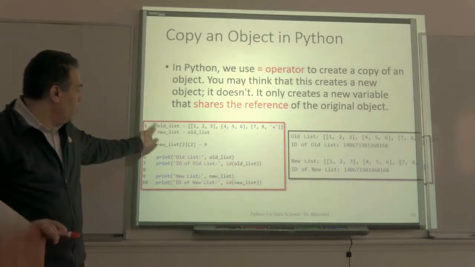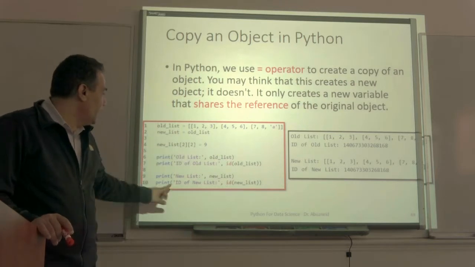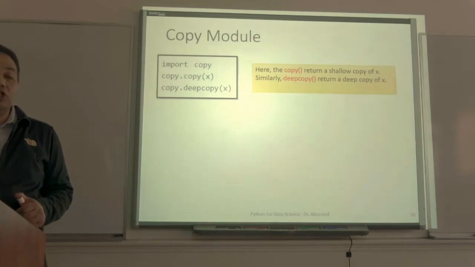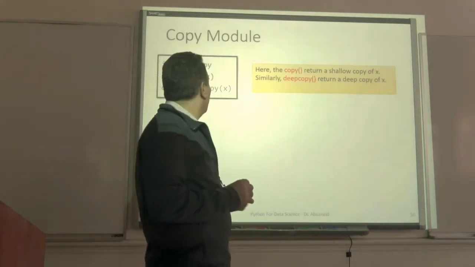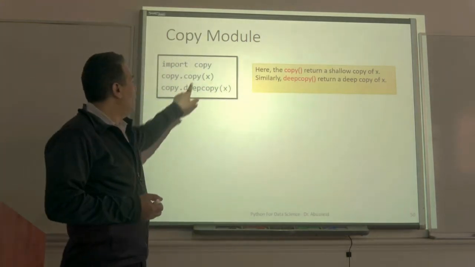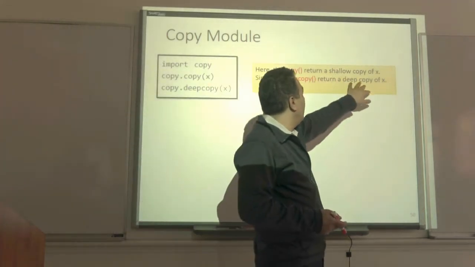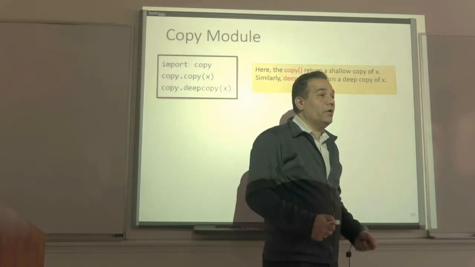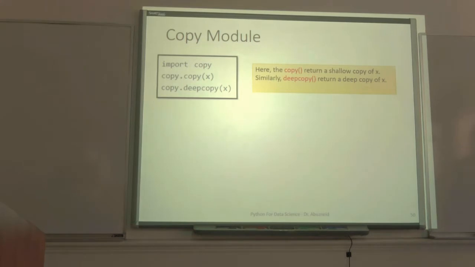So in here, when I have an old list and a new list, when I modify one of the lists, it will change the other one, okay? If I really need a deep copy, meaning another copy, all I have to do is import copy. There is copy, and there is deepcopy. Copy returns a shallow copy, and deepcopy returns a deep copy. What does deep copy mean? It creates another memory location, completely different.